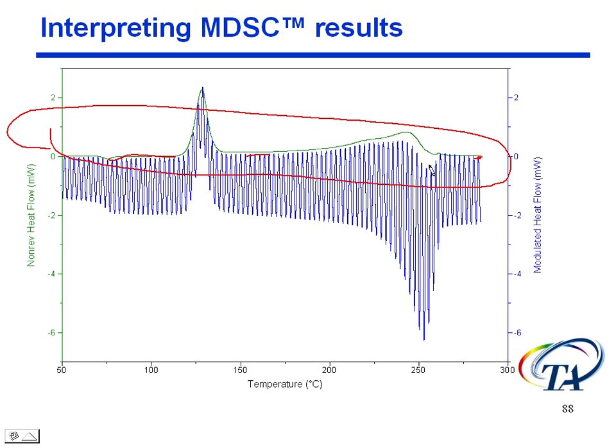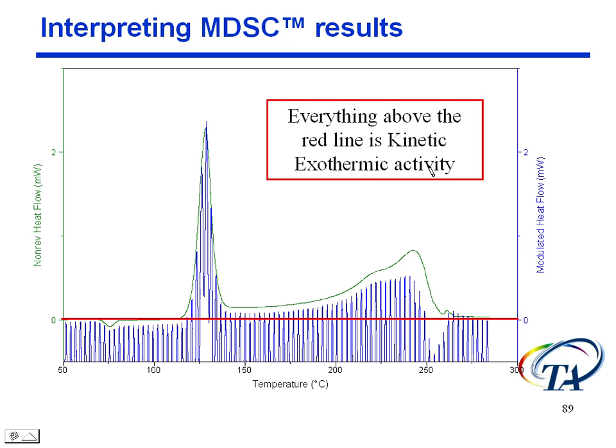Now if we blow that up, and if we draw a line at 0, everything above this line is going to be kinetic exothermic activity. Anything below that line is going to be kinetic endothermic activity. So what do we see happen? We heat up, and this peak here is a crystallization peak. We see it crystallize, and it comes back.